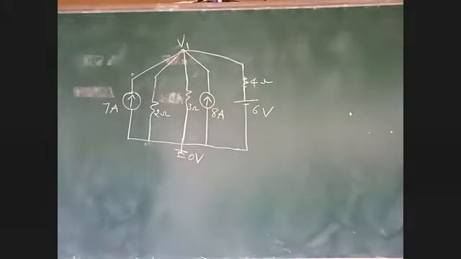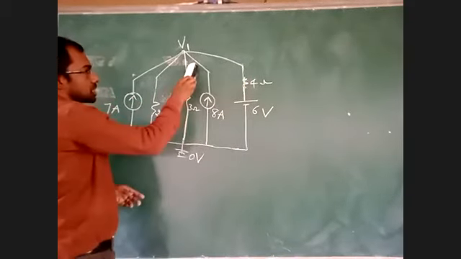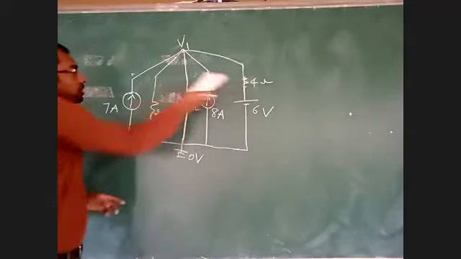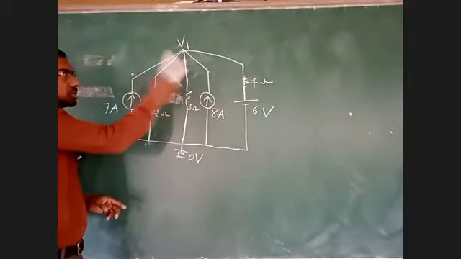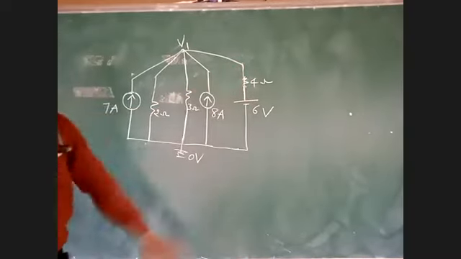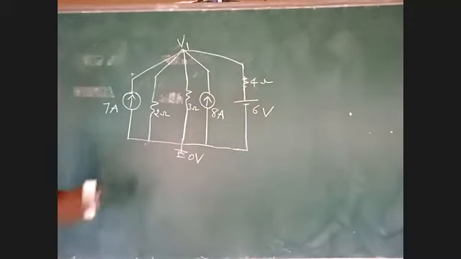Don't get confused, because this is one branch. If the 4 ohms is here, then you get 2 nodes here. This is one node, this is another node. Since in the last branch both are in series, this is only one node, one branch. How many branches? Any doubt in this? You can ask me.